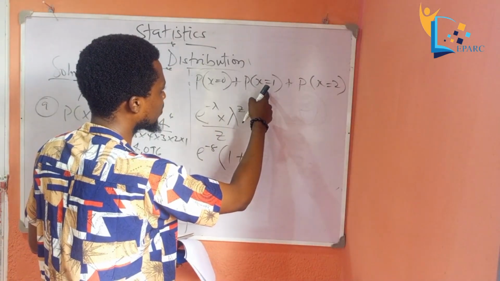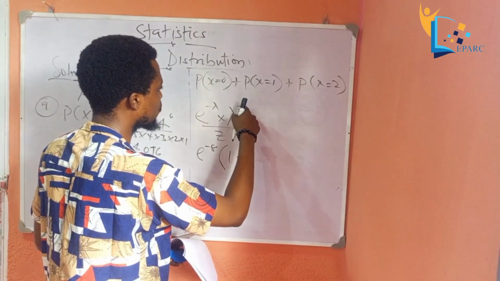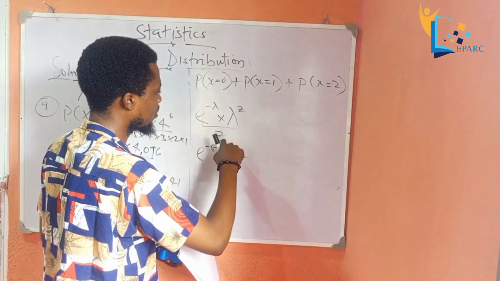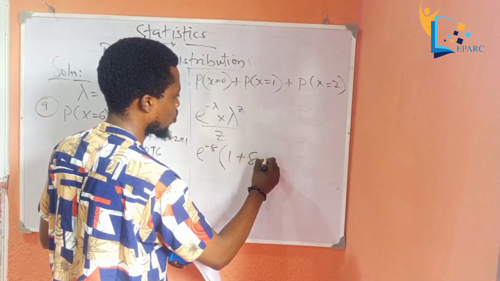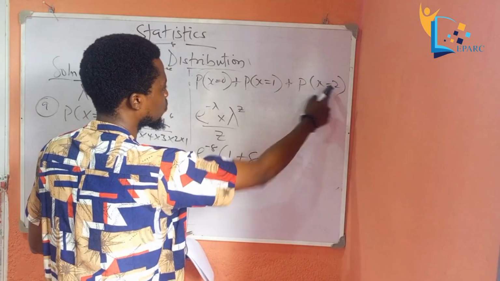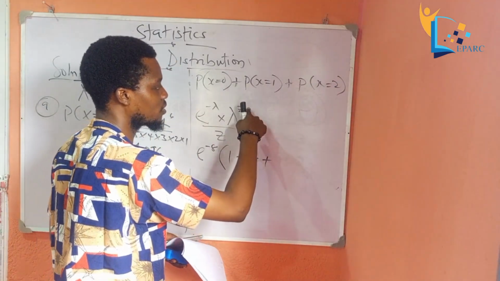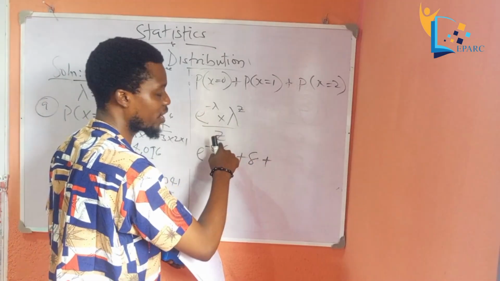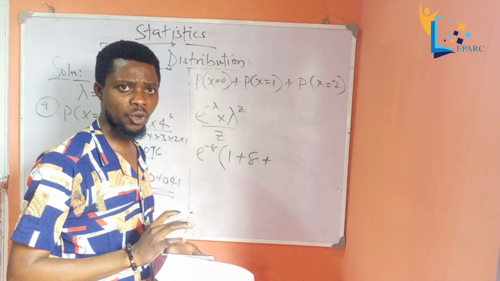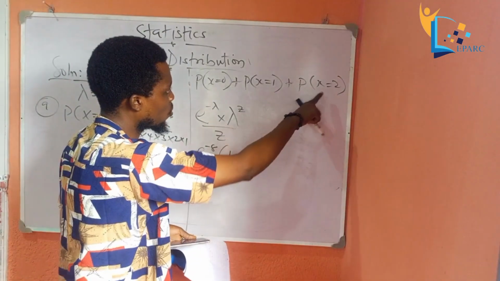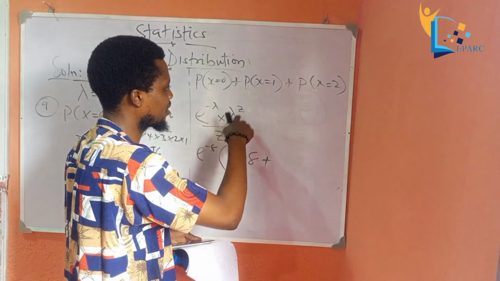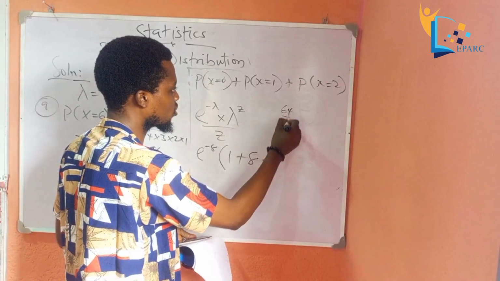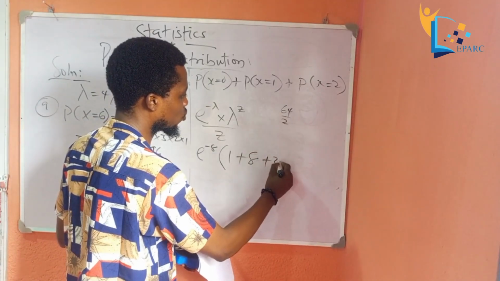for z equal to 1, 8 raised to the power of 1 is 8. 1 factorial is 1. Then plus, for z equal to 2, 8 raised to the power of 2 is 64. 2 factorial will give us 2. So 64 divided by 2 will give us 32. Are you following?